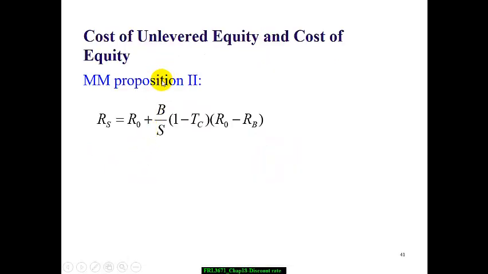Another approach: recall we have Proposition 2. From R sub 0, the cost of unlevered capital, and using the debt-equity ratio, we can figure out the cost of equity. And if we know the cost of equity and the equity ratio, we are able to figure out the cost of unlevered capital, R sub 0. So these are the two approaches we may consider when we want to use the pure play approach.